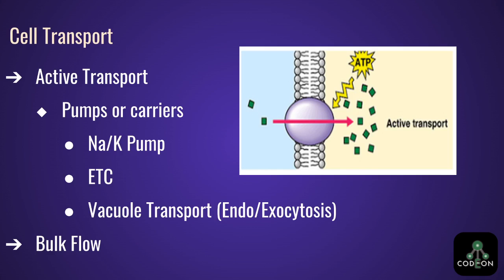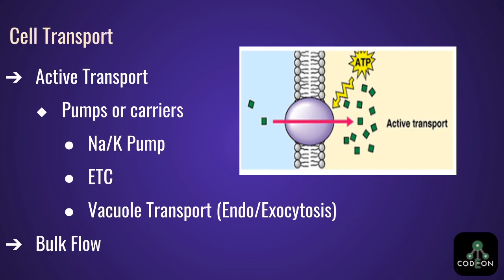Now, this is also really important in the electron transport chain, also in cellular respiration, and also vesicle transport. So, apologies for this typo, but vesicle transport, such as endocytosis, so the bringing in of different molecules through vesicles, or exocytosis, so bringing out, is also going to require this active transport.